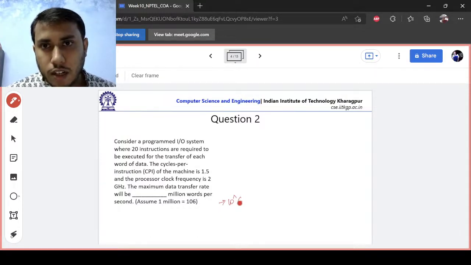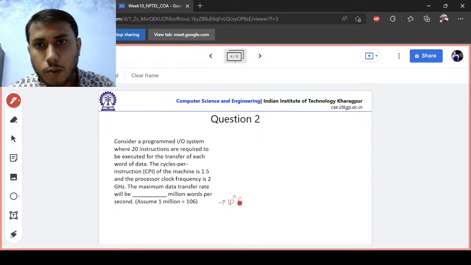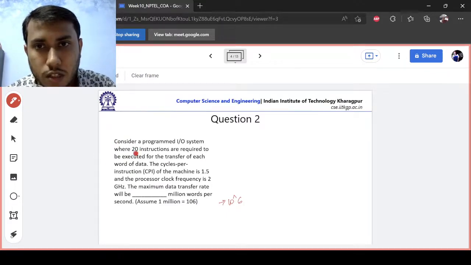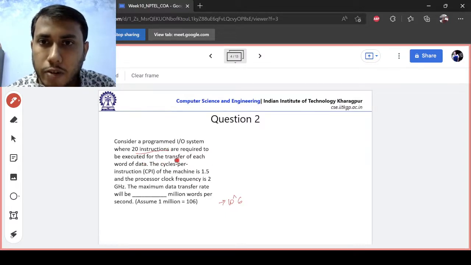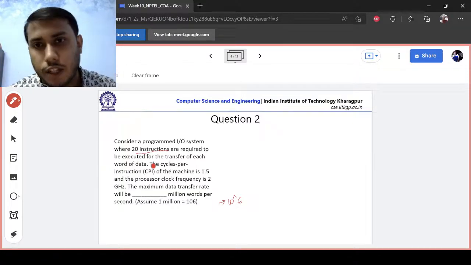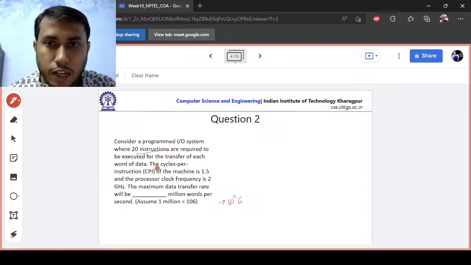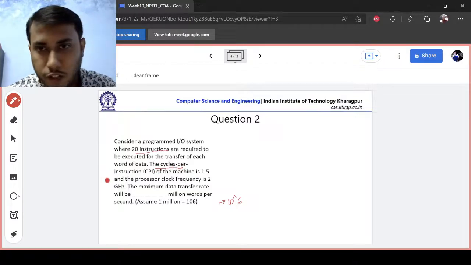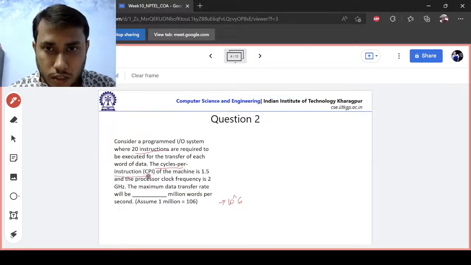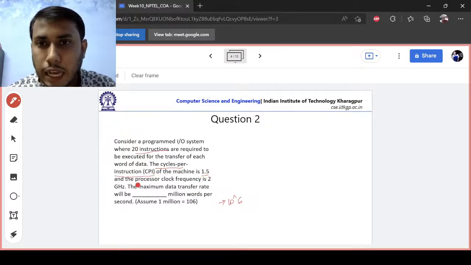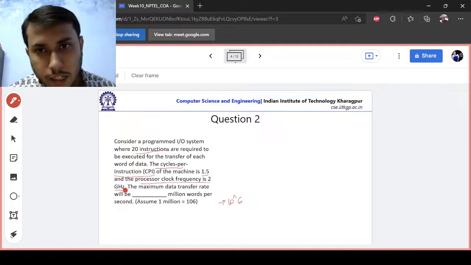So it is given that the programmed I/O system has 20 instructions that are required to be executed for transfer of each word. For each word of data, we need 20 instructions. And the cycles per instruction, a term we discussed in the previous class, of the machine is 1.5. And the processor clock frequency is 2 gigahertz. So the question is, what is the maximum data transfer rate?